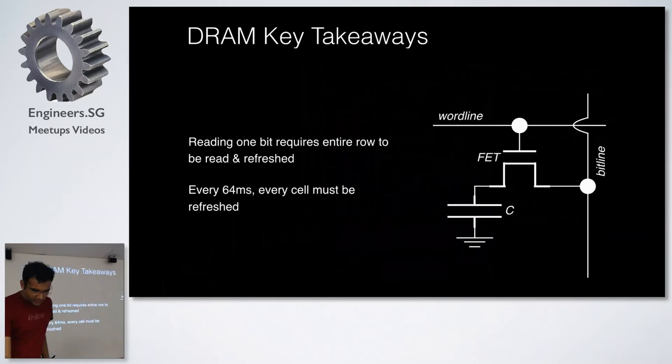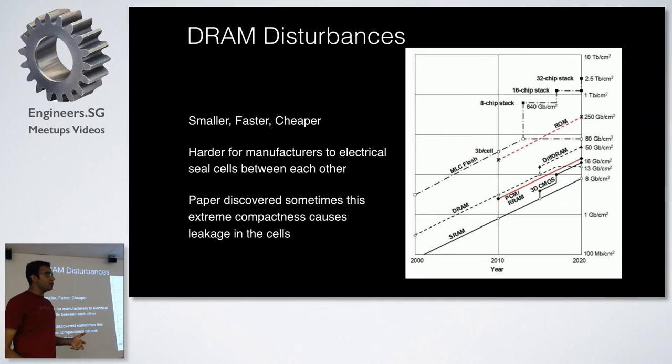Continuing on to disturbances, which is actually what the paper discovered. The problem here is that we as consumers always want things to be smaller, faster, and cheaper. And that's how things are always working. If you look at the graph over there, the DRAM part, the size of DRAM has been decreasing exponentially. In 2000, the density of DRAM used to be somewhere in between 1 gigabit and 500 megabits per centimeter square.